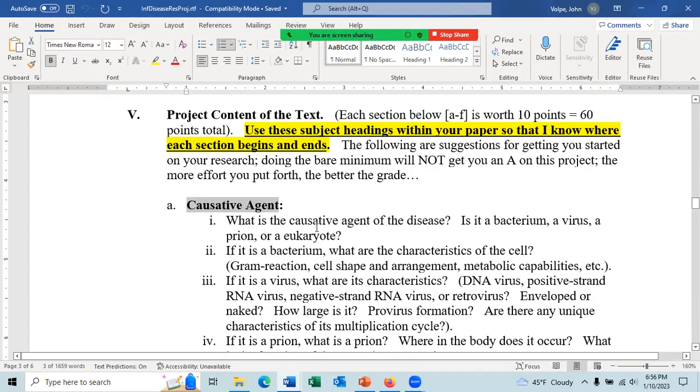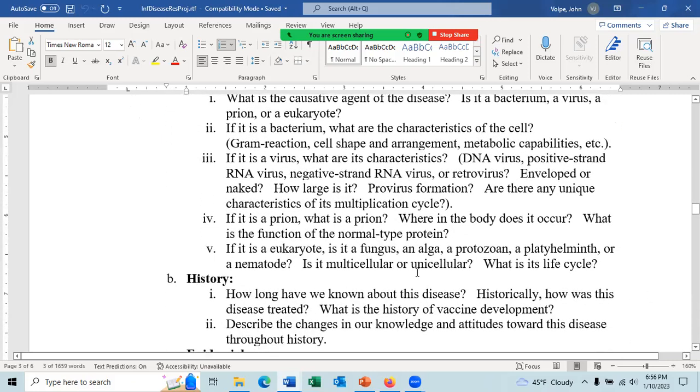In the causative agent, you should talk about what the causative agent is, if it's a bacteria, a virus, or a prokaryote. If it's a bacterium, talk about what are the characteristics of the cell, what's the gram reaction, what's the cell shape, what's the growth arrangement, how the cells are arranged, what's the metabolic capabilities, etc. Whatever is important for that bacteria causing the disease. You'll have other information for a virus and a prion or eukaryote, and I've got them spelled out here. You can read about it.